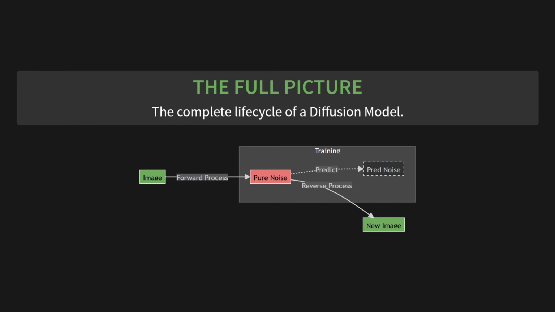Let's zoom out and look at the full picture. This diagram shows the complete life cycle. We take a real image, we run the forward process to methodically turn it into pure noise. Then, in the middle, during training, we teach a model to predict that noise. And finally, in the reverse process, we use that trained model to turn new noise into a brand new image. Let's break down those 3 pillars one last time.